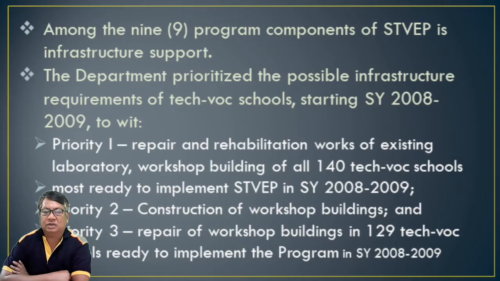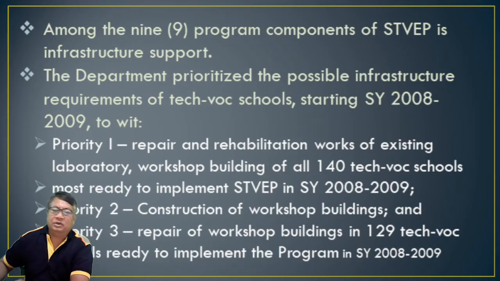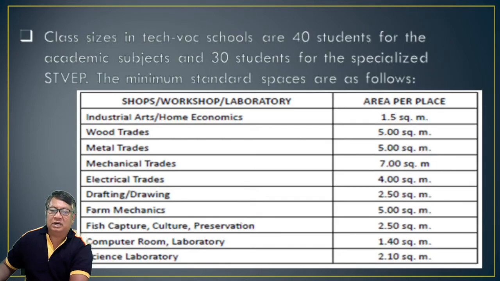Priority 2, construction of workshop buildings, and priority 3, repair of workshop buildings in 129 textbook schools ready to implement the program last 2008 to 2009. Class size in textbook schools are 40 students for the academic subject and 30 students for the specialized STVEP. The minimum standard spaces are as follows. So we have here shops, workshops, a laboratory for textbook.